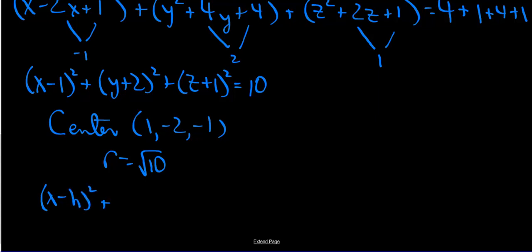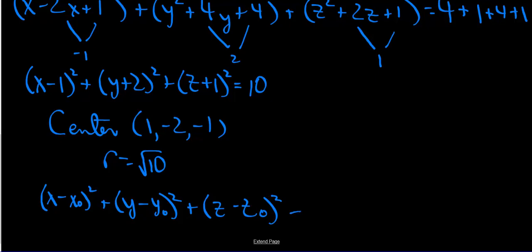h squared plus y minus k squared. Let me do this, I did that out of force of habit. Let's call it x naught, y naught, and z naught equals r squared. Yeah, there we go. So the center is x naught, y naught, z naught, and the radius, of course, is r. So there is our sphere. So you can see things that we know about working in the plane a lot of times can generalize to working in 3 dimensions.